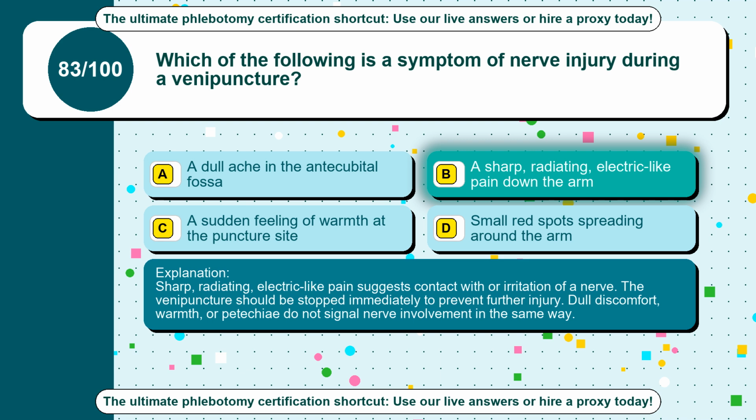Sharp, radiating, electric-like pain suggests contact with or irritation of a nerve. The venipuncture should be stopped immediately to prevent further injury. Dull discomfort, warmth, or petechiae do not signal nerve involvement in the same way.